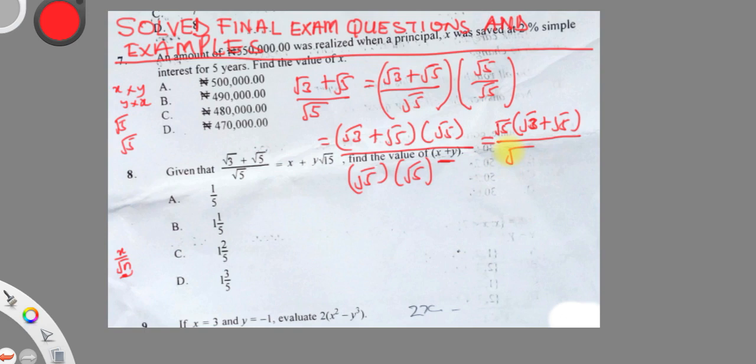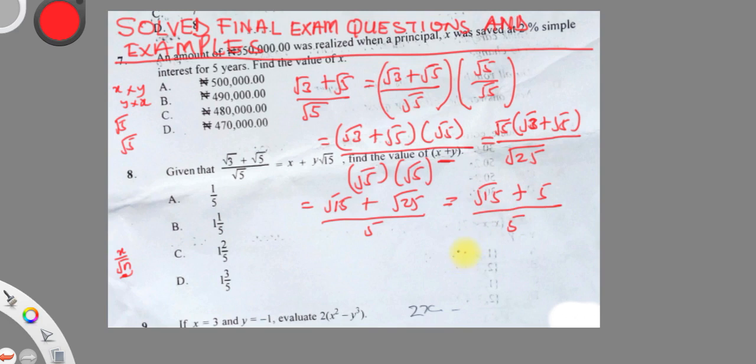Let us continue from here. Square root of 5 times square root of 3 gives square root of 15, that is 5 times 3. Plus square root of 5 times square root of 5 is square root of 25. All over 5, because square root of 25 is 5. So this is equal to (square root of 15 plus 5) all over 5.